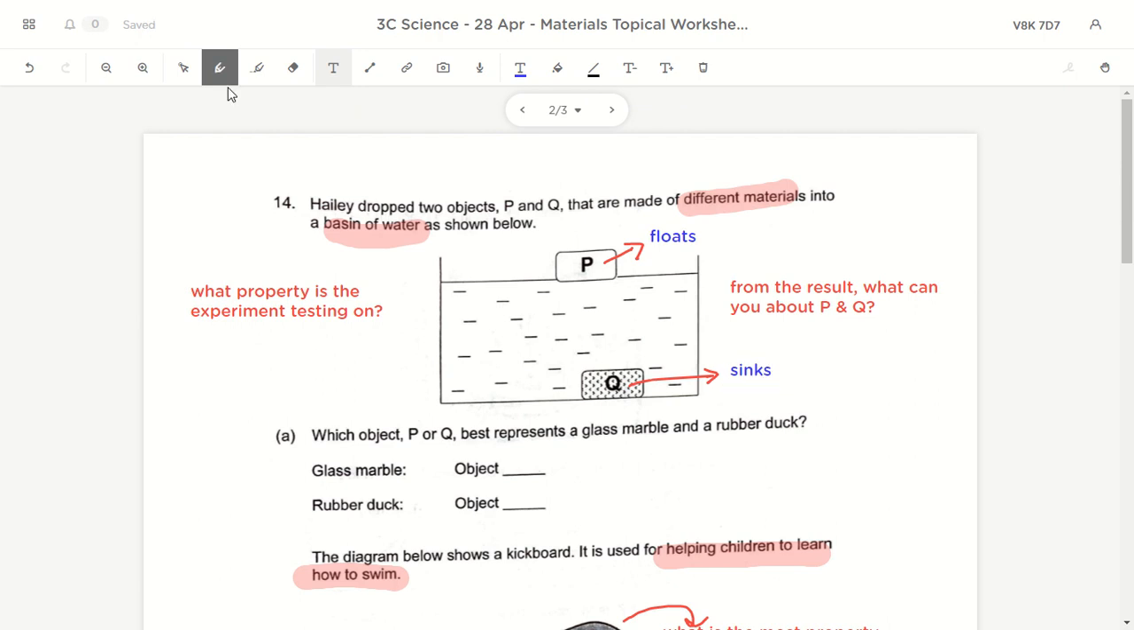Alright. So once again, whenever it's a material question, think about what property the experiment is testing on. It's testing on the ability to float or sink. Okay, so whatever question on material, please refer back to the property that the experiment is testing on, and then think about what it tells you about P and Q. In this case, it's quite straightforward. P floats, Q sinks. Okay, so let's look at the question.